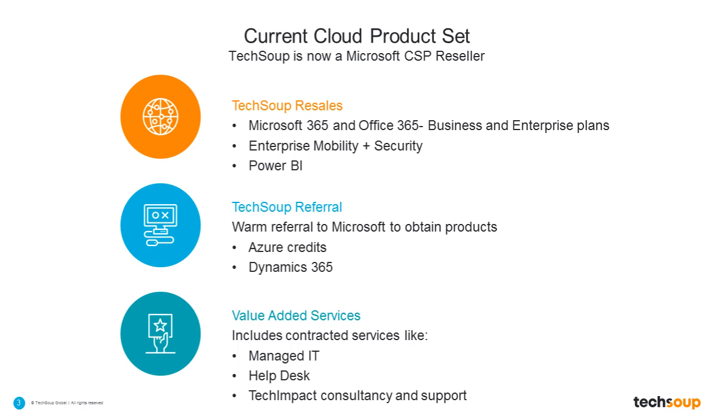Currently, we offer the following products through TechSoup: Microsoft 365 and Office 365, both business and enterprise plans. We also offer enterprise mobility and security plans, and Power BI licenses. We do a warm referral to Microsoft to obtain Azure credits and Dynamics 365. And we also provide several value-added services such as managed IT, help desk, and tech impact consultancy and support services. My colleague Ricky will talk more about the value-added services towards the very end.